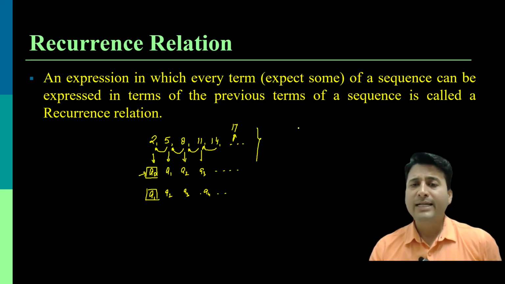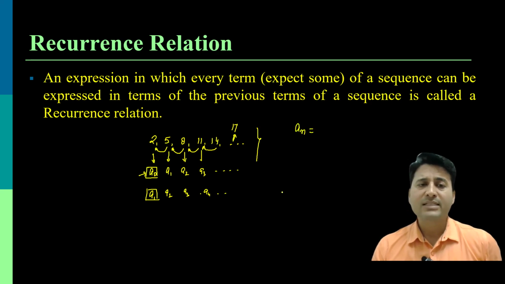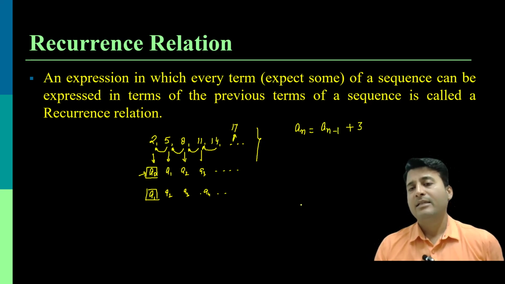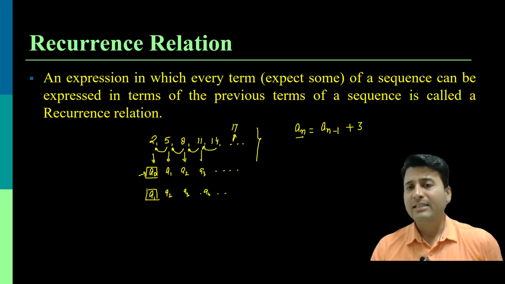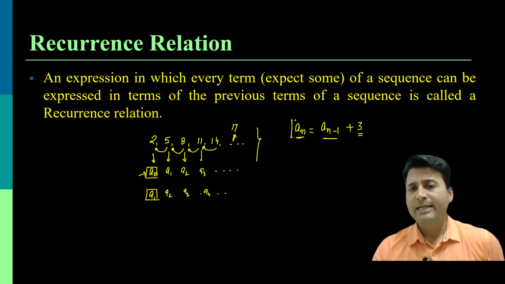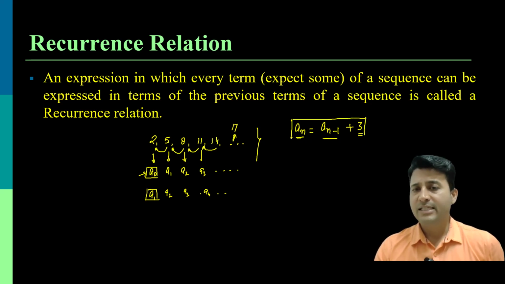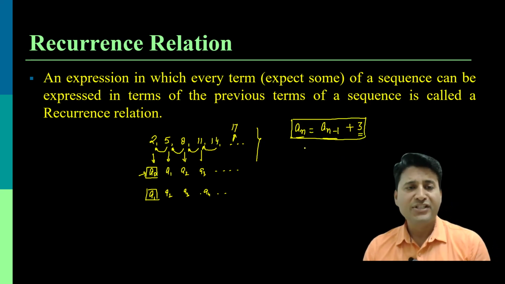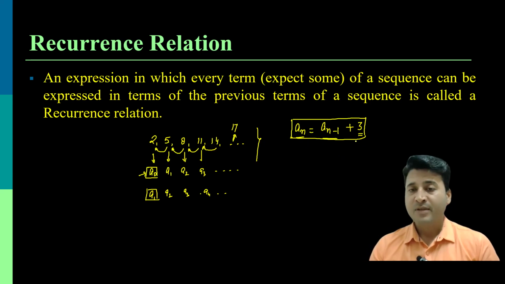So if I want to write the nth term of this sequence, can I write it like an = an-1 + 3? Yes, so the nth term is equal to the previous term plus 3. The previous term plus 3. This is what we call a recurrence relation for this sequence. That means if I put the values of n in this equation, I get that sequence too.